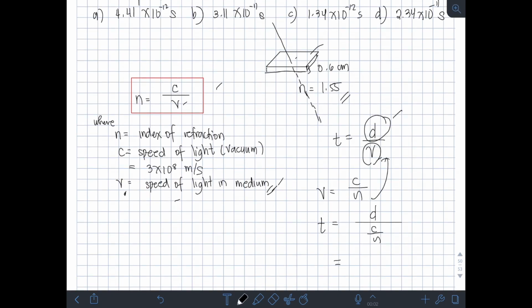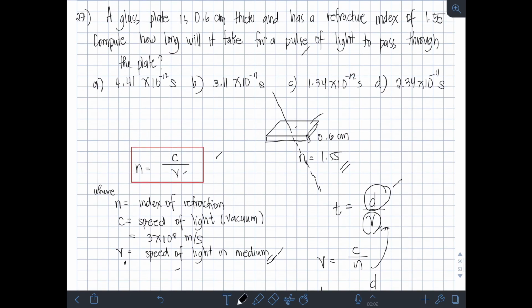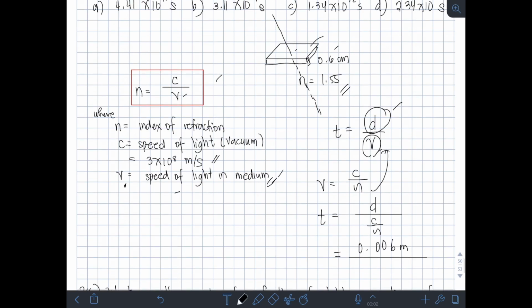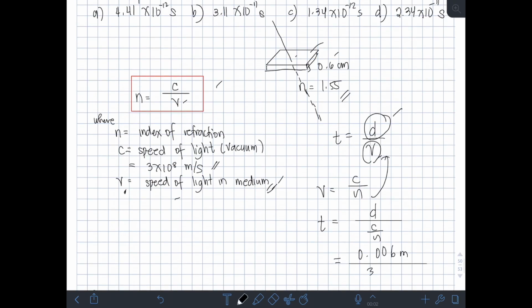So, D is 0.6 cm. To be consistent with the units, since our unit for speed is meter per second, right? Let's convert this 0.6 cm to meter. So, it becomes 0.006 in meters. Divided by C. So, our constant C is 3 times 10 raised to the 8 meter per second, over the n which is 1.55.